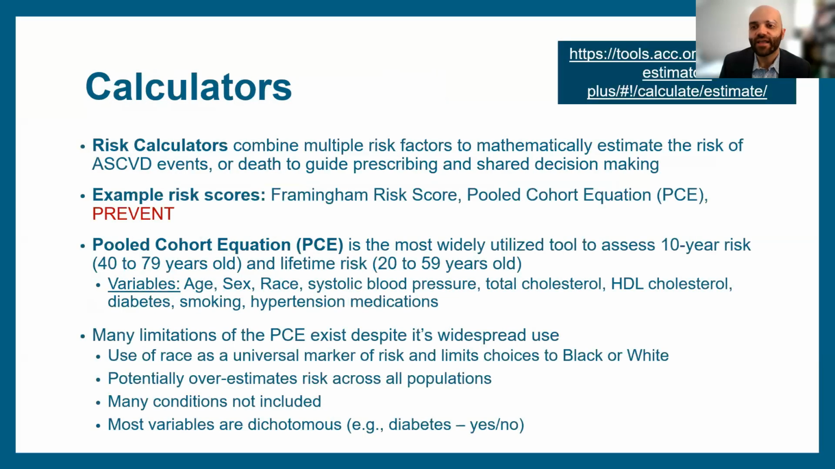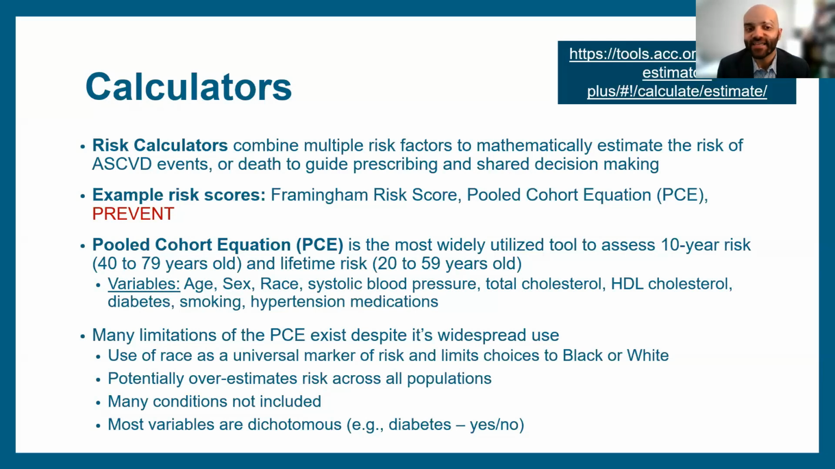Great. All right. So as we continue on about our calculators, we know we've used risk calculators forever. It's a way to mathematically combine a lot of different factors. You're able to look at lipids and some of these different aspects, and put them into the full context of a patient. Our pooled cohort equation has been our gold standard for the last decade or so. It's a widely utilized tool that works for people 40 to 79 for a 10-year risk score, as well as those 20 to 59 for a lifetime risk.